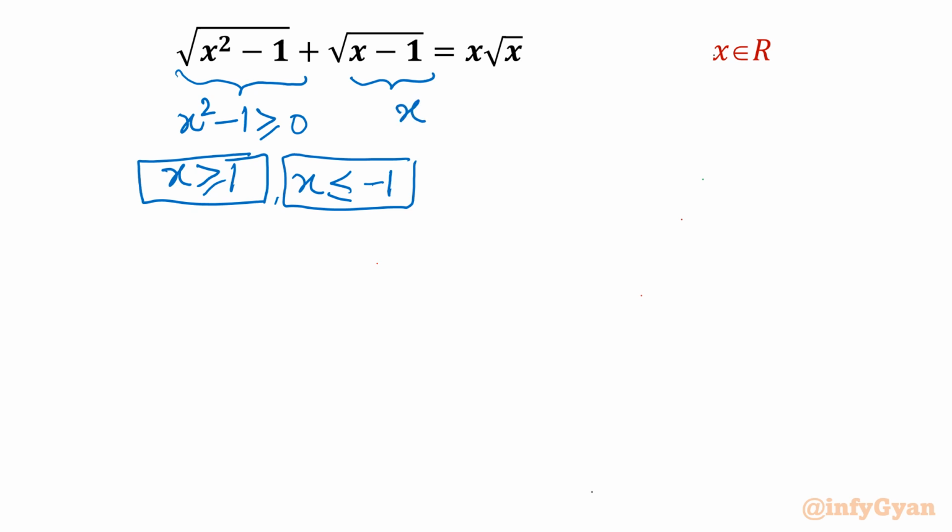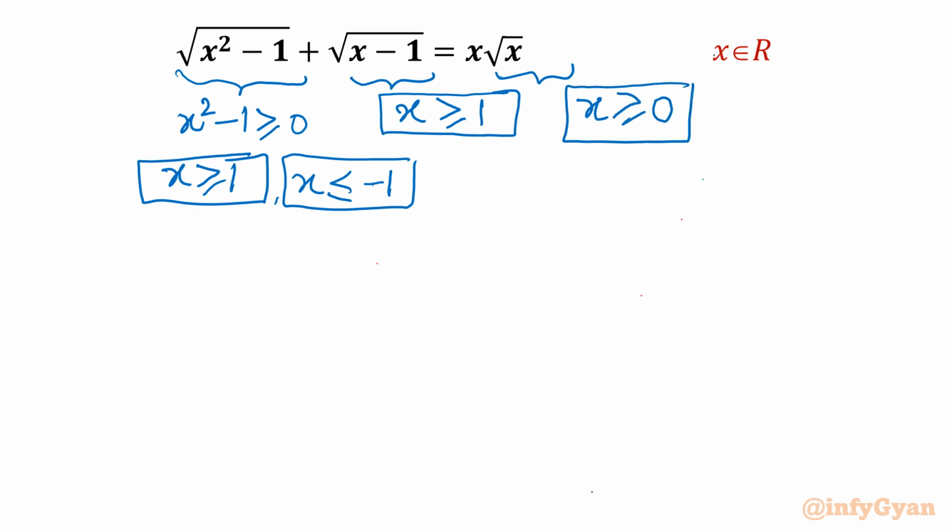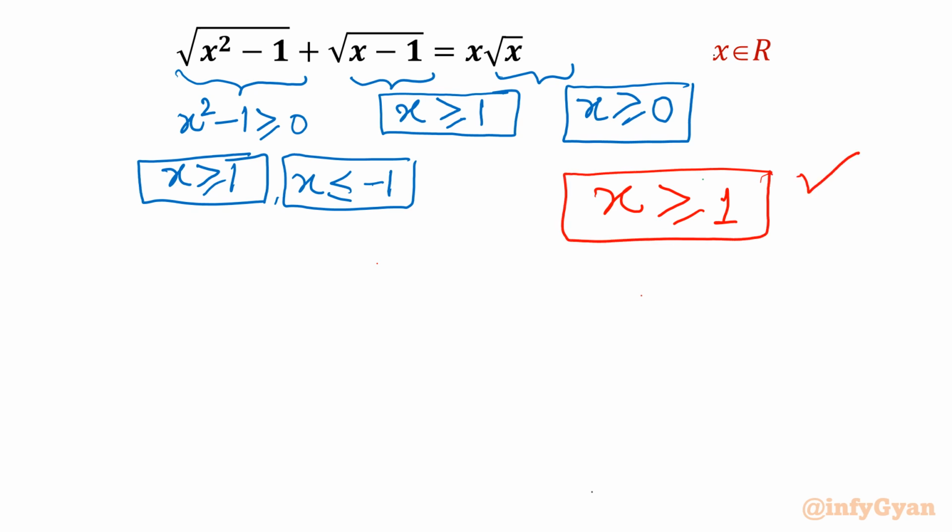Now we will find out from the second one also. Straight away, x minus 1 should be non-negative for real solutions, so I will write directly x should be greater than or equal to 1. Right hand side, x must be greater than or equal to 0. Now if I take the intersection of all conditions, one condition will come out: x greater than or equal to 1. This is our overall condition for domain. That means the solution which is less than 1, we will reject straight away.